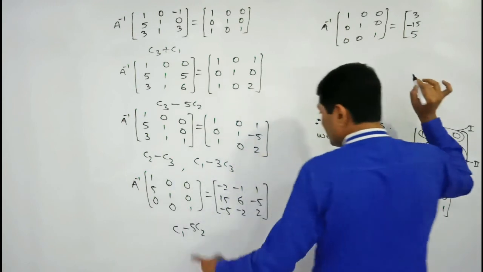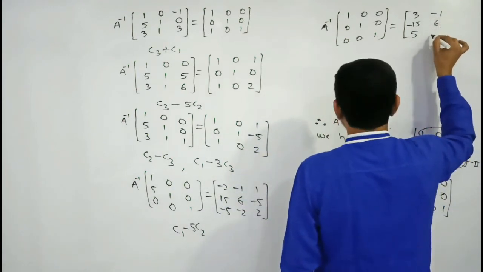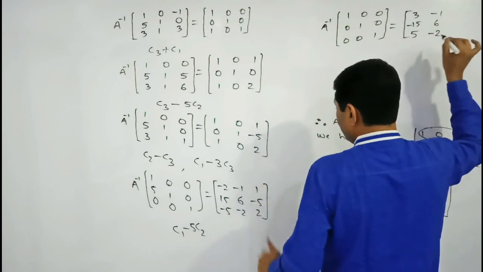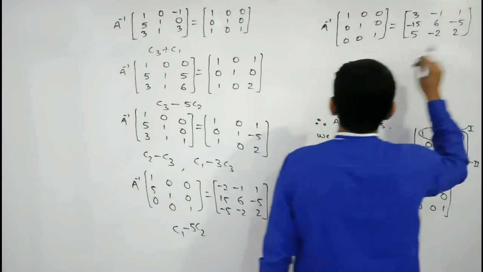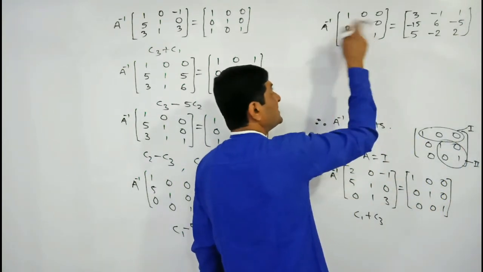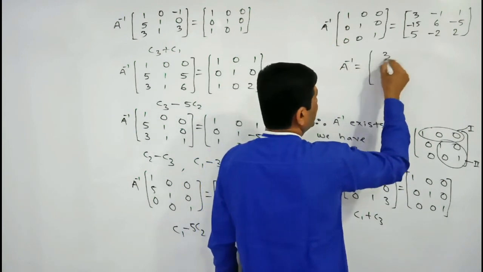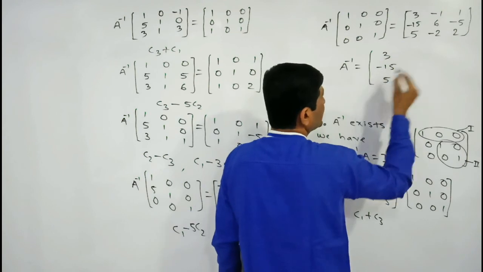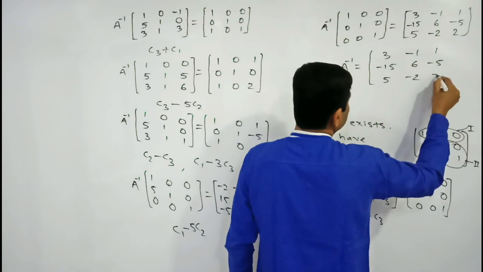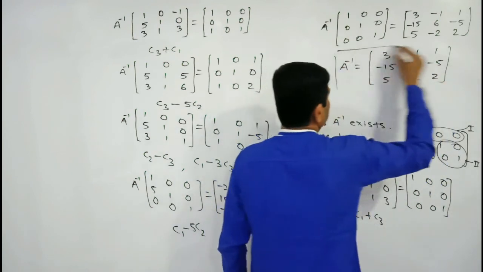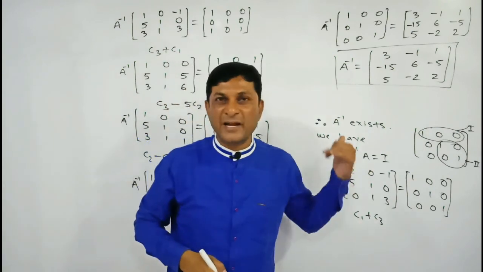So in this way we have performed this operation on C1. Keep the elements of C2, that is minus 1, 6, minus 2, as they are. Keep the elements of the third column also as they are: 1, minus 5, 2. So on this side identity into A inverse will be equal to A inverse, and the matrix on this side will be nothing but our required value, the inverse of the matrix. In this way we have got the inverse of the matrix applying column transformation. So we have solved one example by row transformation, one by column and one by adjoint.